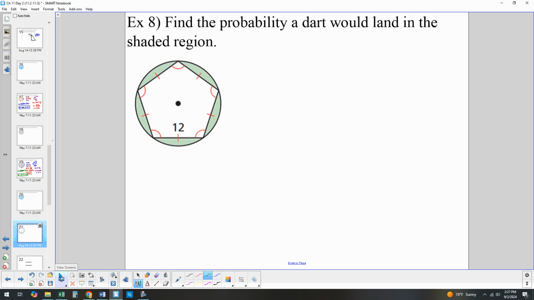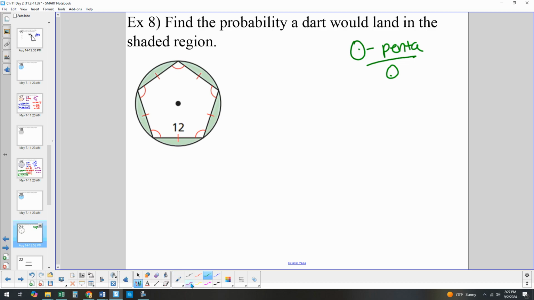And for our final problem, we're going to bring it back to the beginning of our lesson, and we're going to combine it with what we just learned. We're going to find the probability a dart would land in the shaded region. So the shaded region is really the circle minus the pentagon, and the whole thing is the circle. So we're going to do circle minus pentagon over circle. So that means I need to know the radius for the circle. I know the side length of the pentagon. I need to know the apothem of the pentagon.